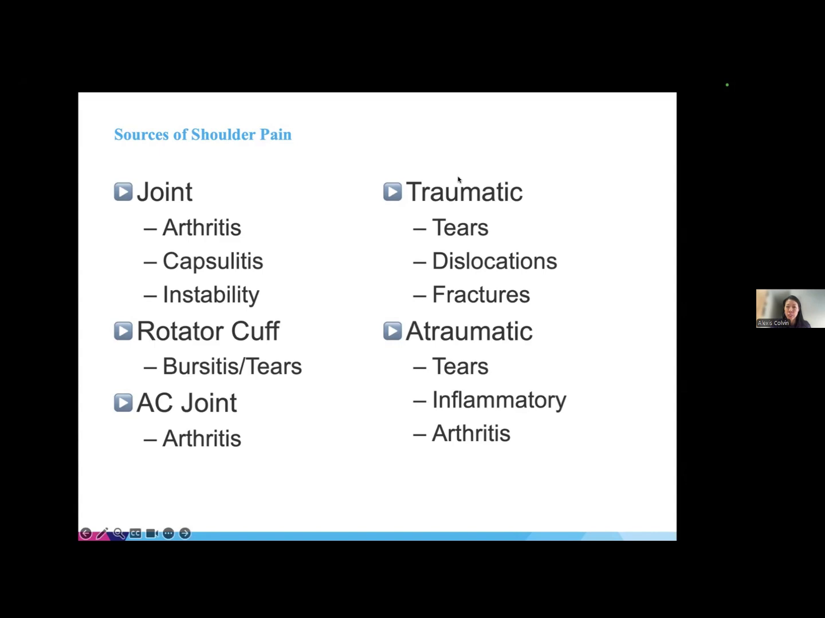And then we can divide it either into trauma or non-trauma causes. So traumatic tears and atraumatic tears can both occur. You can have dislocations, which are traumatic, and fractures. I'm not going to talk so much about the fractures today. And then atraumatic causes include inflammatory conditions or osteoarthritis.